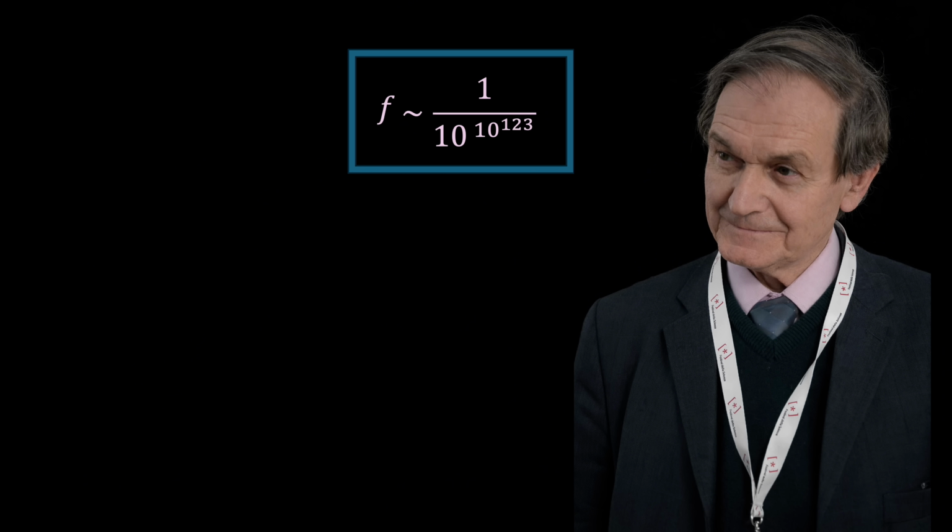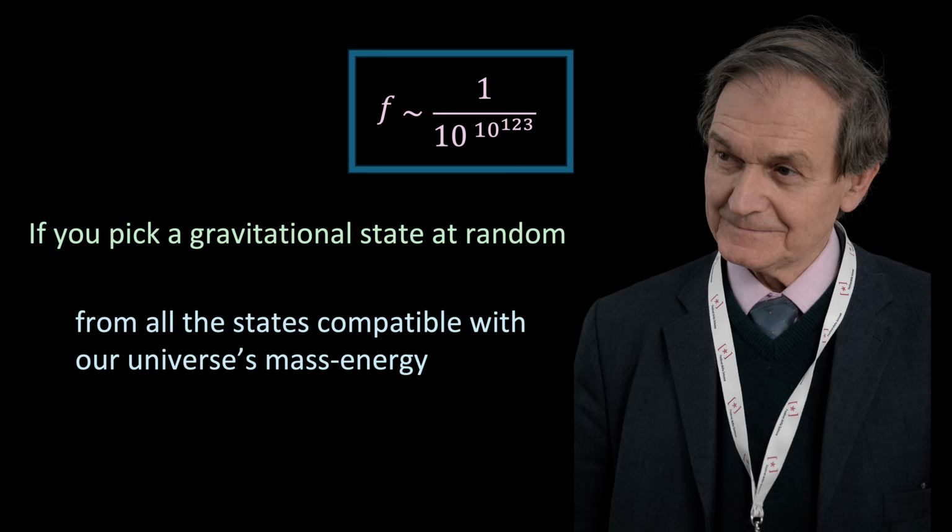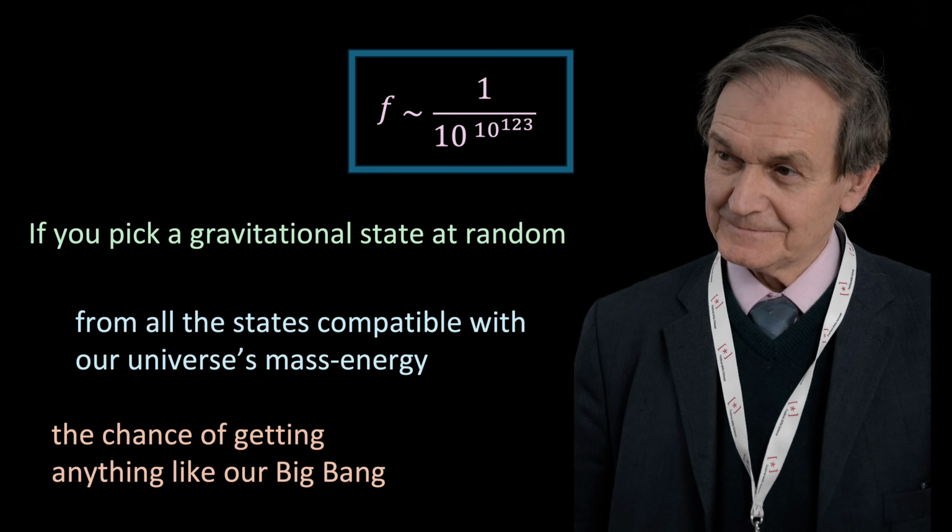This is a number so extreme that writing it out in full would require more zeros than there are particles in the observable universe by about 10 million trillion times. And this is Penrose's point. If you pick a gravitational state at random, with each microstate weighted equally, from all the states compatible with our universe's mass energy, the chance of getting anything like our smooth low entropy Big Bang is not 1 in a million, or 1 in a trillion, or even 1 in 10 to the power of 100. It's roughly 1 in 10 to the power of 10 to the power of 123, which means that the initial state of our universe was not just special, it was special beyond anything ordinary intuition can handle.